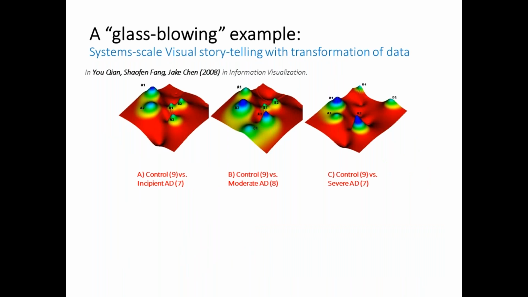And this is what I call a glass blowing example. In a glass blowing example, you can almost forget about informatics. Everyone can look at these pictures. And if I tell you that the 3 pictures are for Alzheimer's disease, the first one is the incipient mild cognitive impairment versus normal cases, the imaging from the molecular panel. The second one is moderate against control. The third one is severe against control. What can you tell about these 3 conditions?